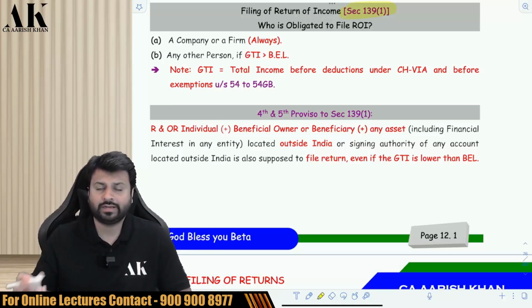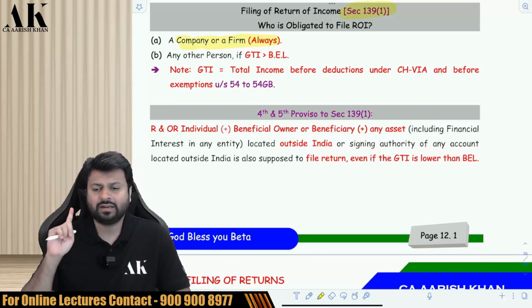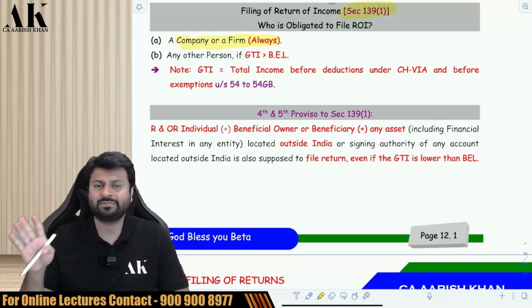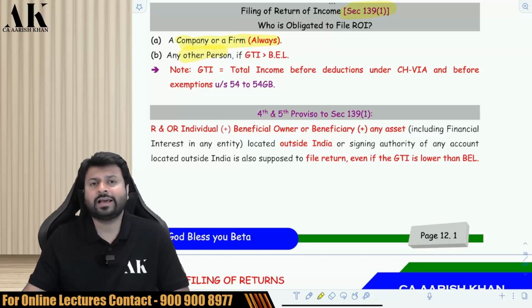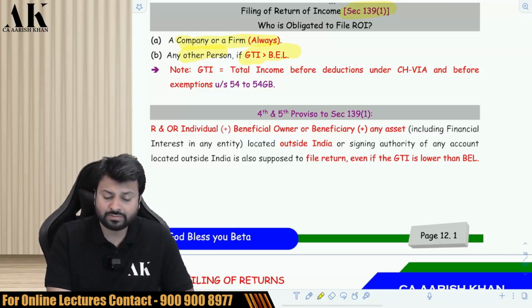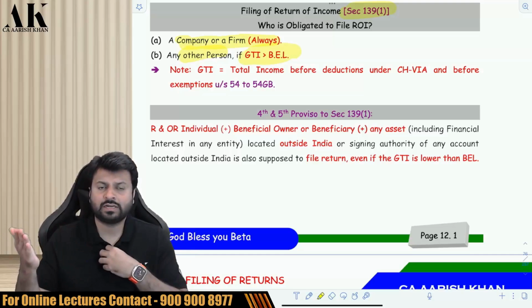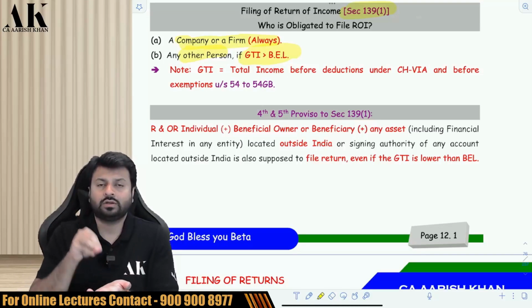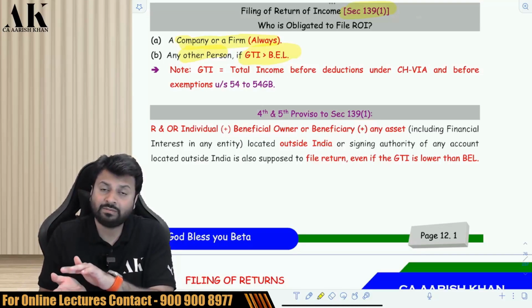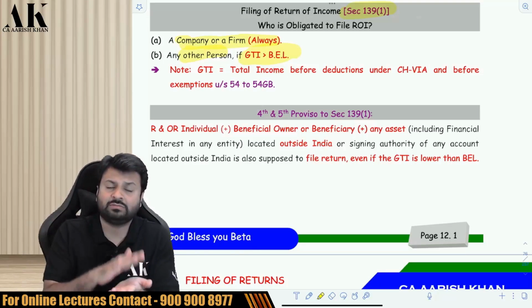First of all, who is obligated? First, a company and a firm is always obligated to file return. It means a company and a firm is always liable to file return irrespective of their total income, irrespective of their positive income or negative income. Others: when are others liable to file return? When their gross total income is greater than the basic exemption limit. Gross total income means, over here, income before giving the effect of chapter 6A and income before giving the effect of exemptions under 54.